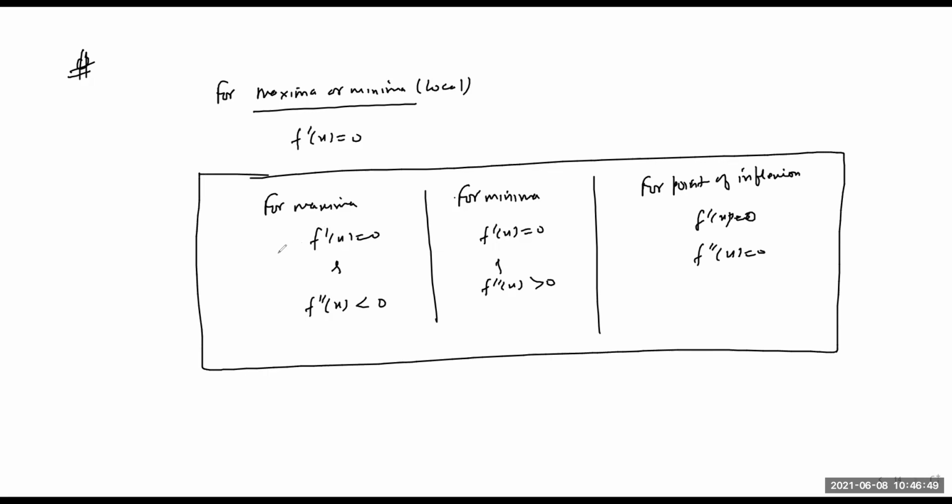Yes, sir. So for maxima and minima, we find the first derivative zero. For maxima only, first zero and second negative. For minima, first zero and second positive. For point of inflection, both zero, and that will be the end of the test process.